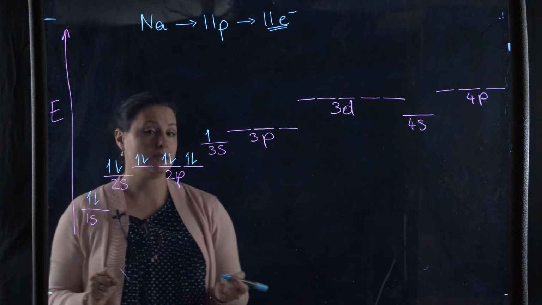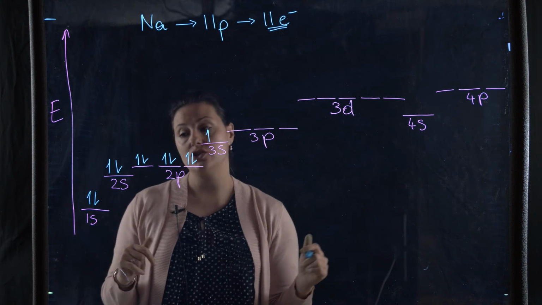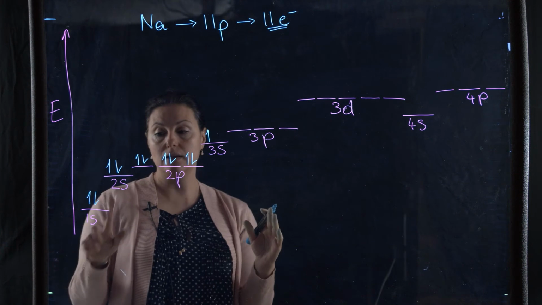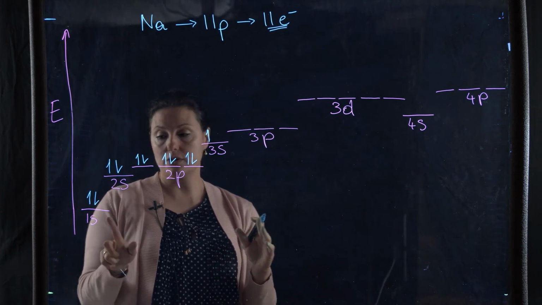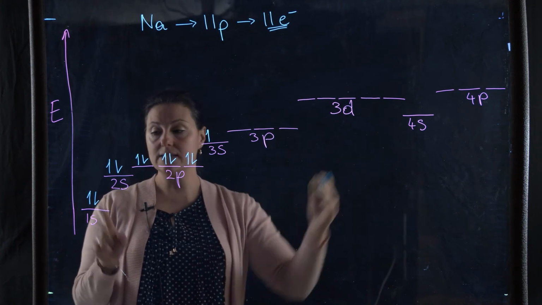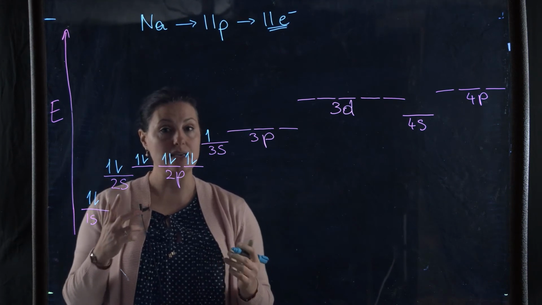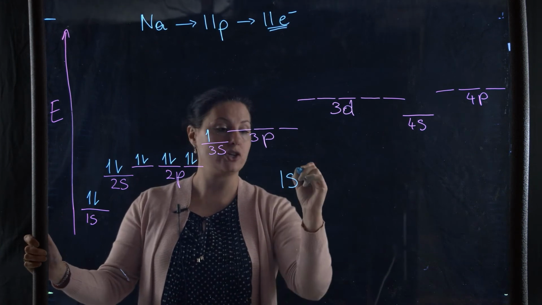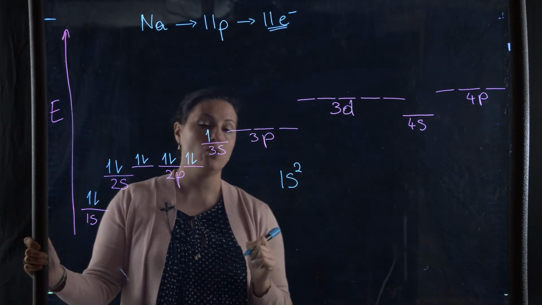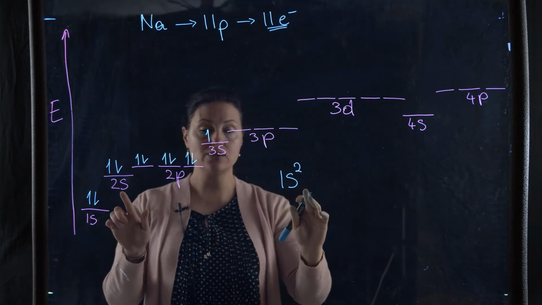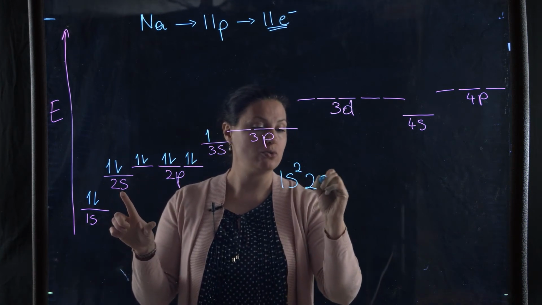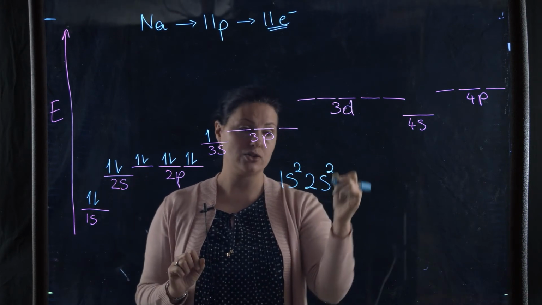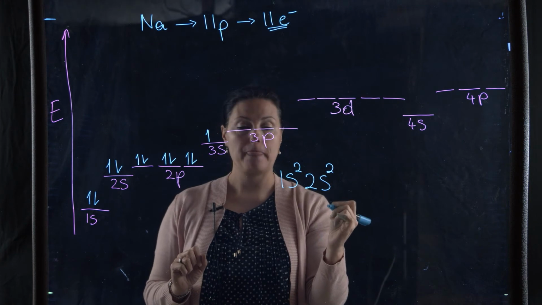Now let's write the electronic configuration. Here's where I write all of the orbitals in order. So I start with the lowest one and then progress. And then I add how many electrons they each have. So 1s will have 2 electrons, and I put that as a superscript. 1s2. Then I move to the next orbital, which is 2s.